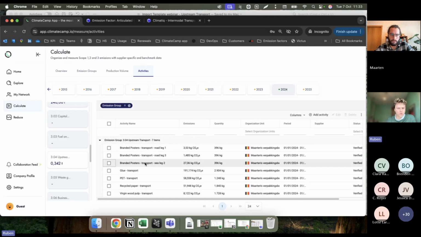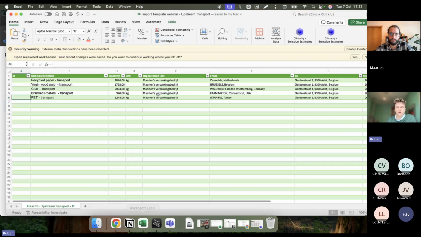So bottom line, how it works in practice: usually we receive from our customers an Excel sheet with the from and to locations, the weights, and the mode of transportation.